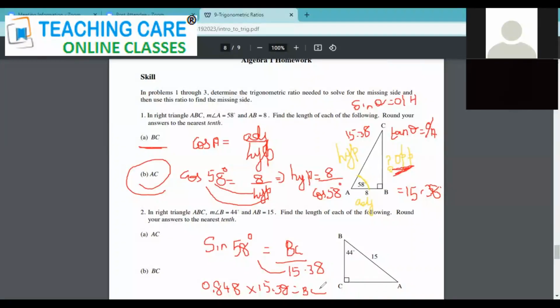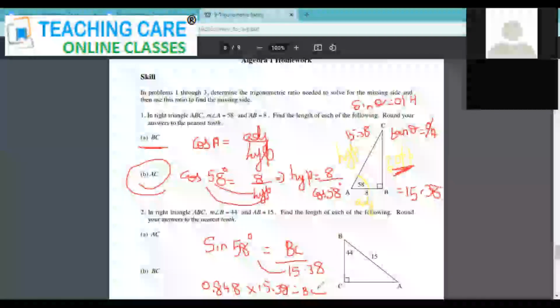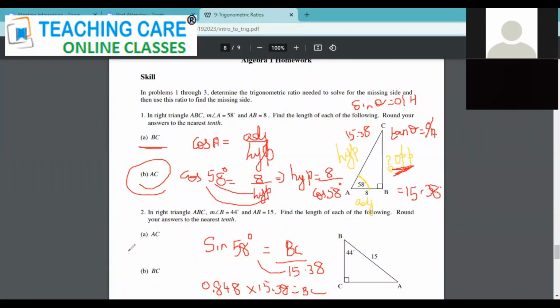So 0.848 multiplied by 15.8. So that is 13.04. Understood? Got it? That will be my answer. So this is the way you have to find the missing side. Understood? Can you try the next problem?